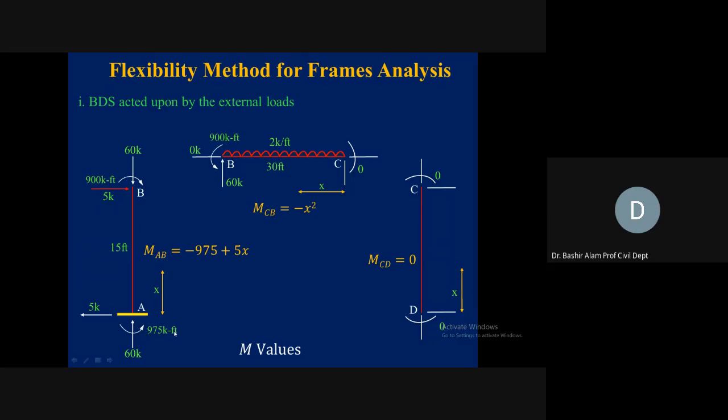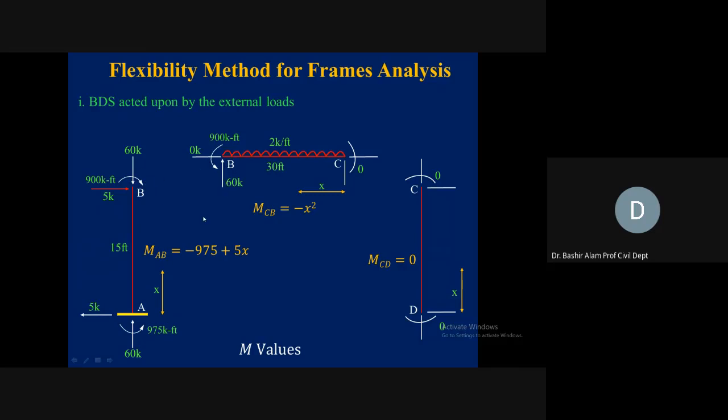Moment here, it is 975. So moment at joint B will be 975. It is counterclockwise, minus 5 times 15. So minus 75. So this 900 now, this is the balancing moment here. The difference which is here will be resisted here.